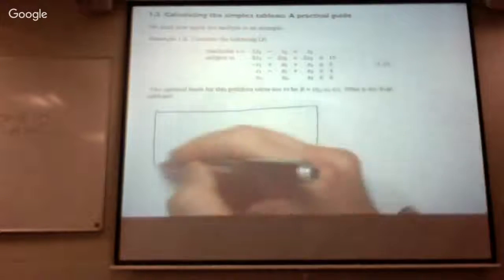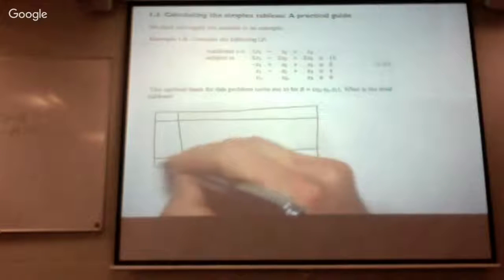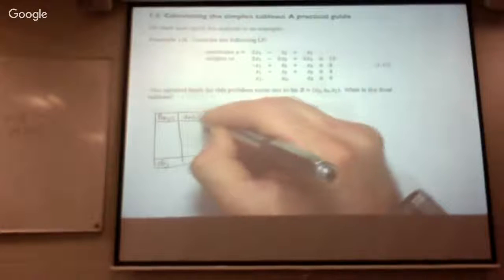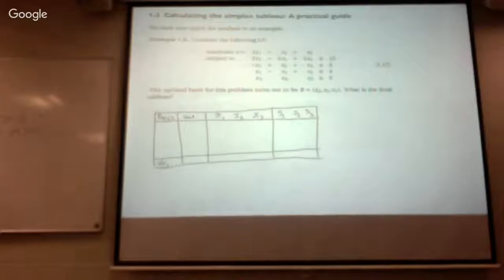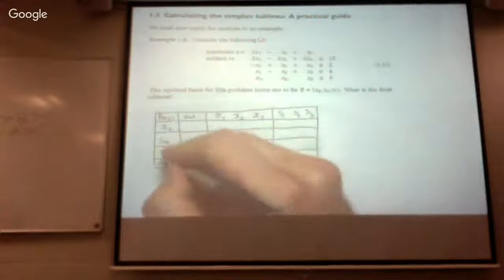So what's the tableau going to look like? Well, the basic shape is there. There will be the objective row. There will be bases, values. We'll have x1, x2, x3, s1, s2, s3 like this. And there are three constraints with the slack variables. So we have three rows like this, and someone's claiming that x2, s3, and x1 is the optimal basis. So we can start like this.